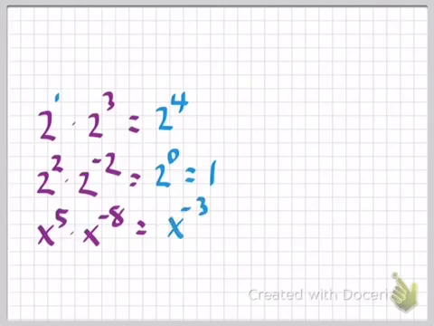I'll accept that answer, but some teachers won't. They want it written without a negative exponent, so you would write it as 1 over x to the third.